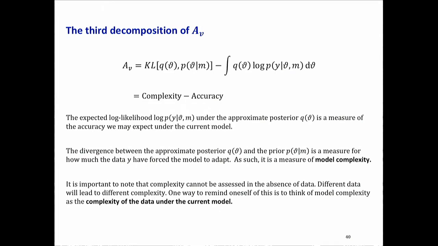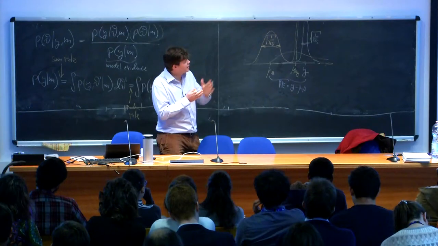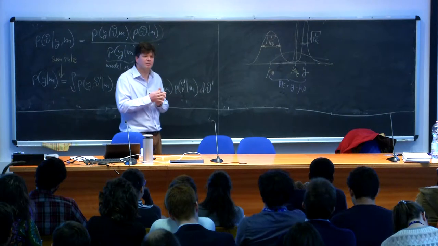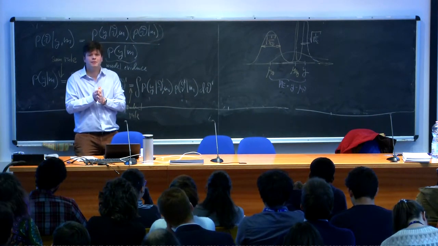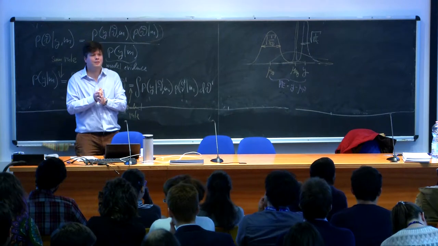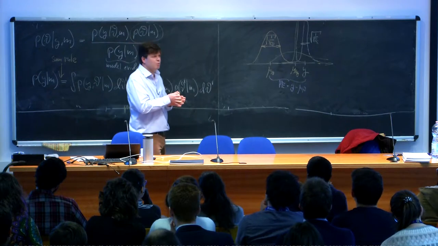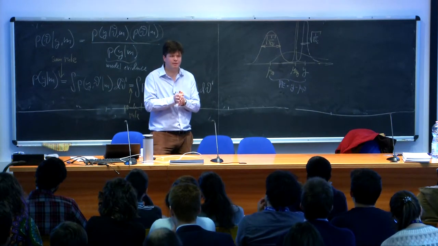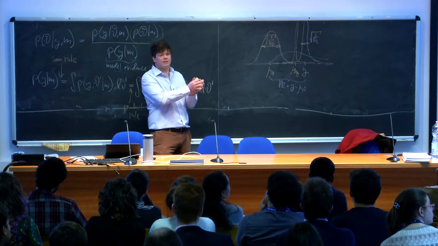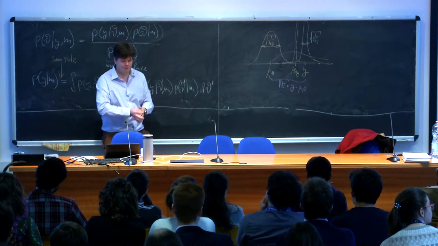Now you might say, isn't it better to have as little error as possible? Shouldn't we just minimize the error and maximize the accuracy? Forget about complexity, just do that. What's the problem with that? Yes, we'll end up with a very complex model. What exactly does that mean in practice? Overfitting, exactly. We'll be overfitting.